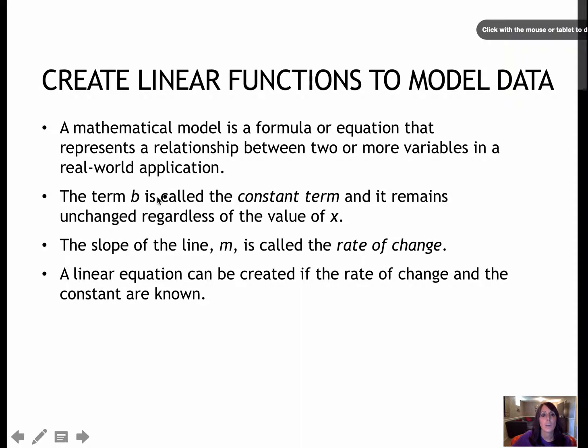And in linear, we usually have that b term, which is the constant term. So what I'm looking for in a question is a one-time fee or something that doesn't change no matter how many of something else happens. Like if I were joining a gym, the initiation fee just happens one time. The slope of the line is the rate of change. What you're looking for there is something that increases for every additional something else. So let's take a look.